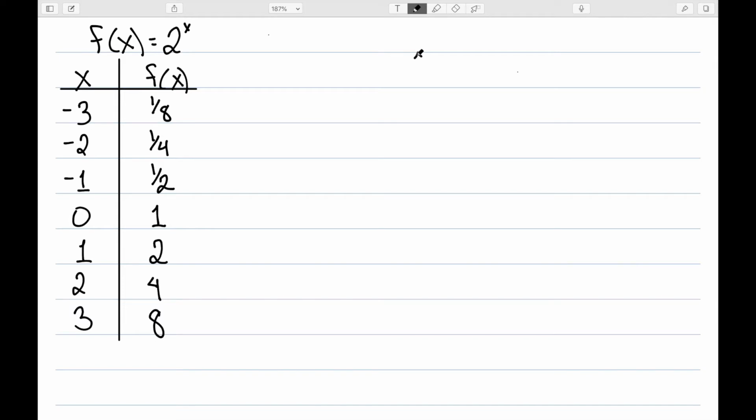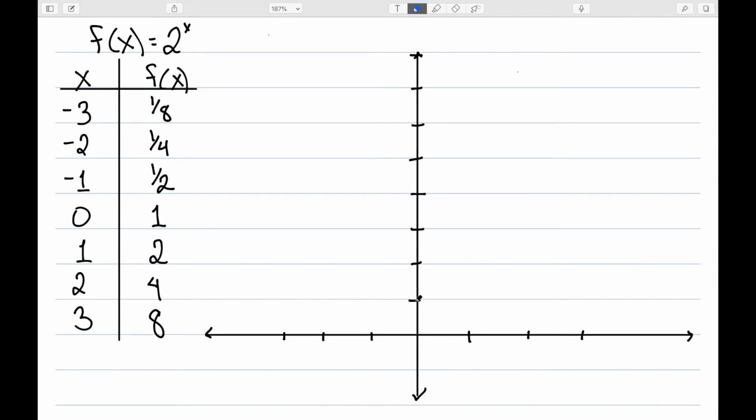So let's look at this graph. We know we have the point (0, 1), the point (1, 2), (2, 4), and (3, 8). Going the other way, (-1, 1/2), (-2, 1/4), (-3, 1/8), and we can connect the dots roughly to get the graph of this function.